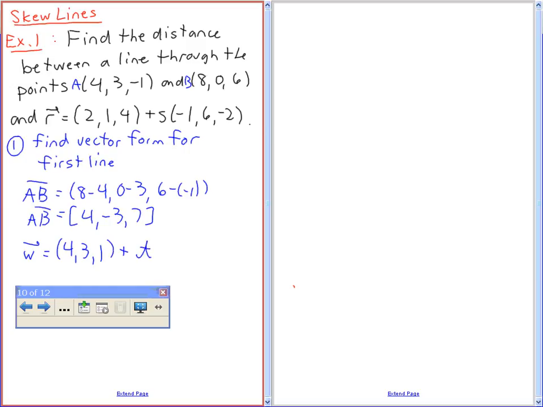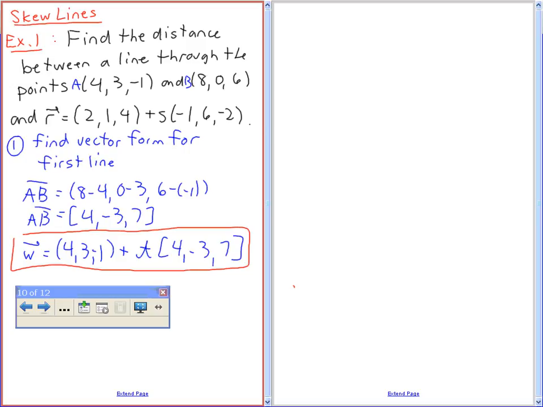There's my first vector now. If you choose a different point, that's fine. If your direction vector is a little different, that's fine. You can use an infinite number of ways to do this.